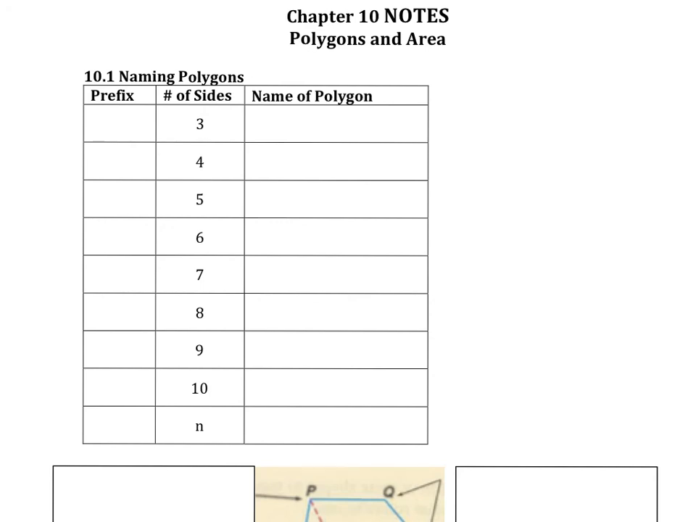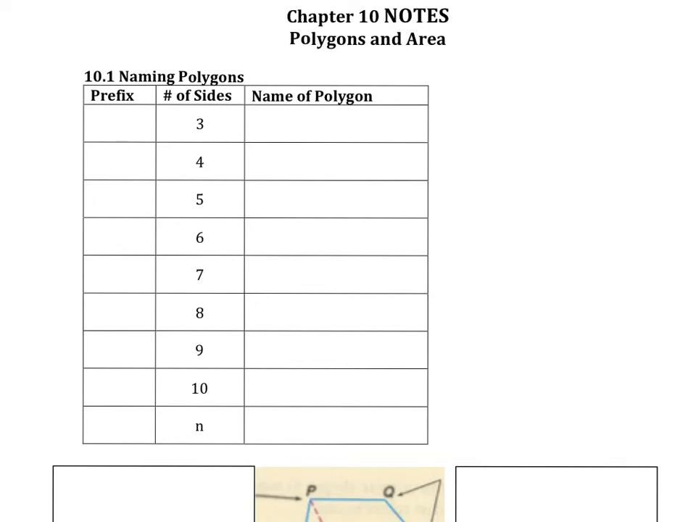Alright, welcome back. Here are our first notes for Chapter 10.1, Naming Polygons. Chapter 10 is all about polygons and areas. Start off with naming some polygons here.